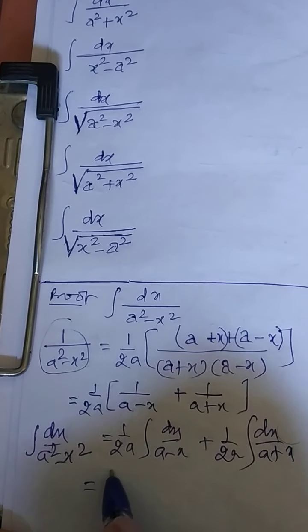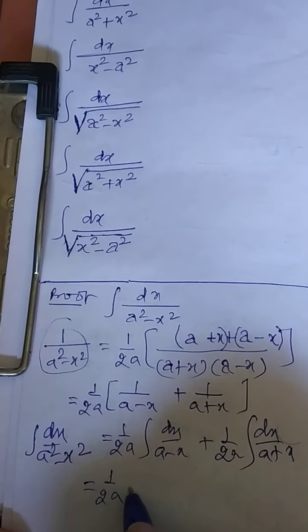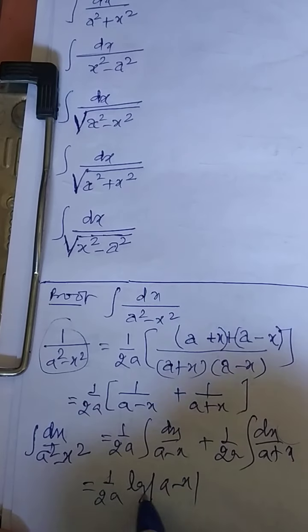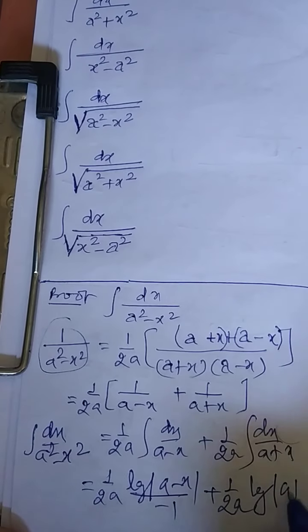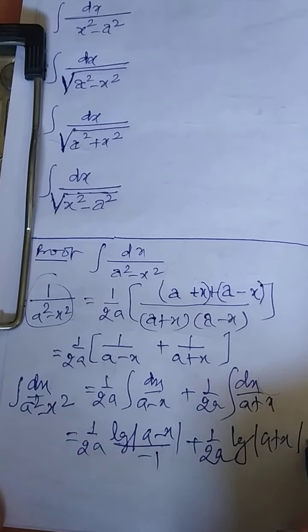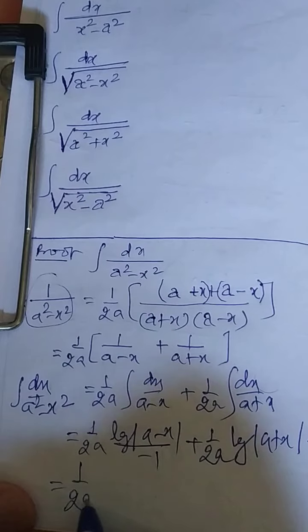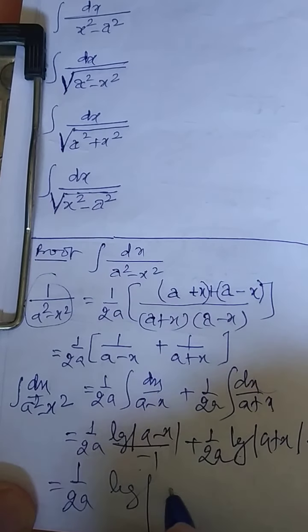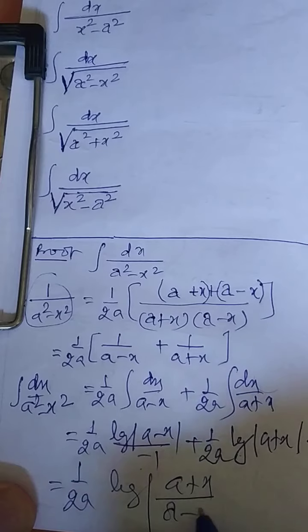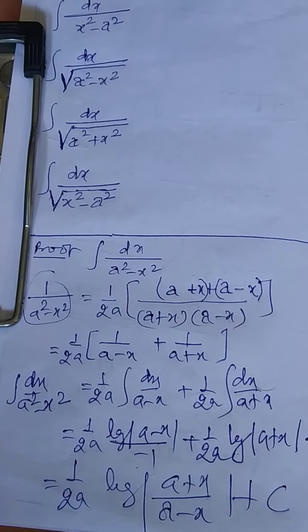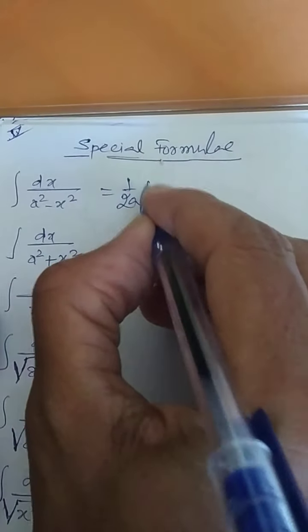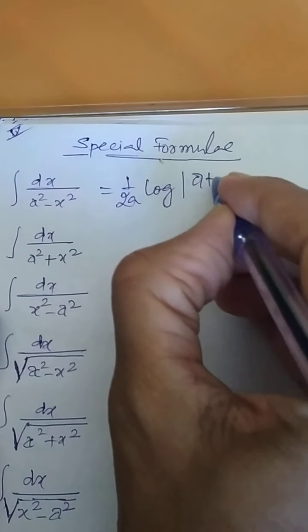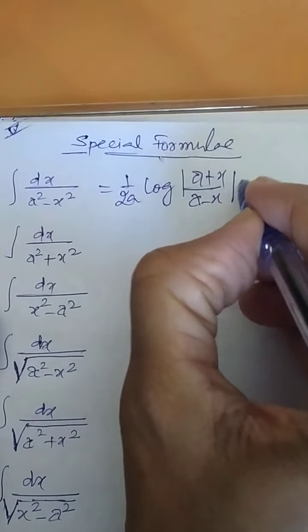Now both are linear functions in the denominator, so it will be nothing but log of x minus a, upon minus 1 will come, and over here 1 upon 2a log of a plus x. So the final answer of this expression is 1 by 2a, minus will come in the denominator, log of a plus x upon a minus x, nothing but formula number 1. So the first formula which I have shared with you is nothing but 1 by 2a log of a plus x upon a minus x. You have to use this formula.